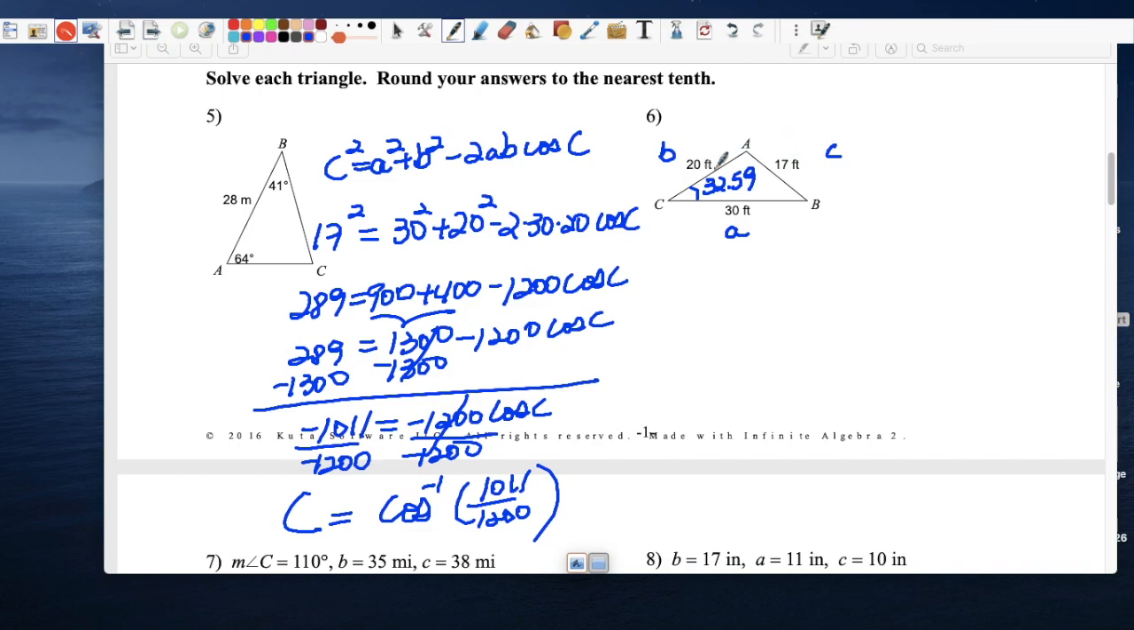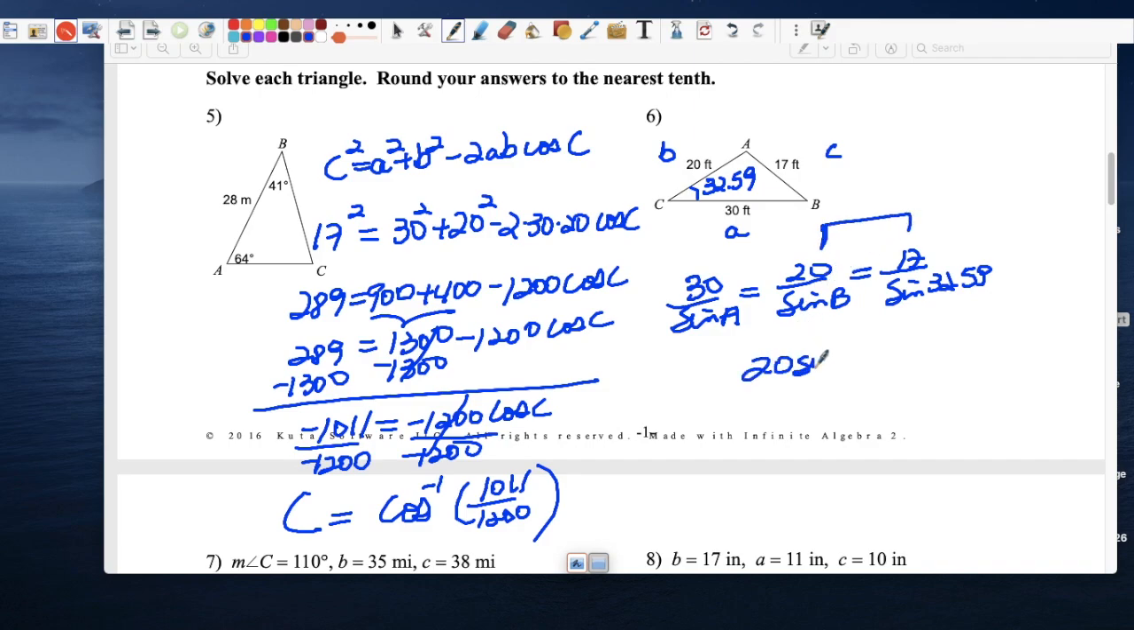Now that I have angle C and side C, I can use law of sines, so now it makes my life easier. So let's go 30 over sine of A, 20 over sine of B, and C 17 over sine of 32.59. And we just need one more angle, and then we can subtract everything from 180, right? So let's just do these two. So we get 20 sine of 32.59 equals 17 sine of B. We're going to divide both sides by 17.